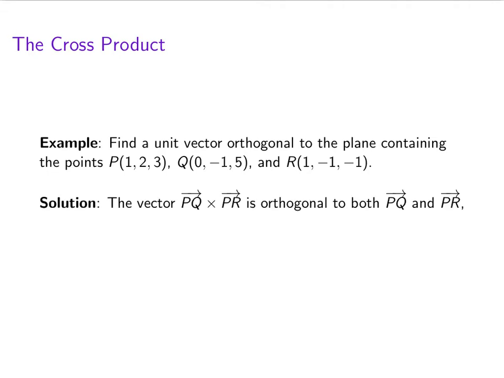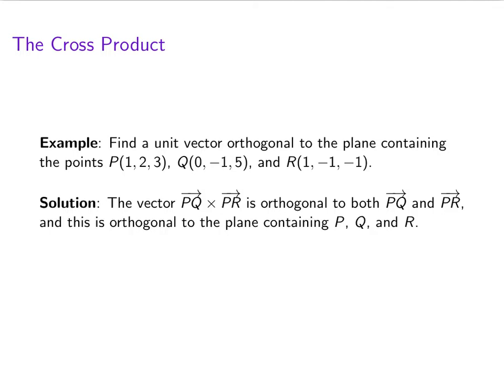All right, so we know that to get a vector that's orthogonal to 2 vectors, we have to cross them. And in this case, we're going to cross PQ and PR. And this is going to be orthogonal to the plane that contains P, Q, and R.